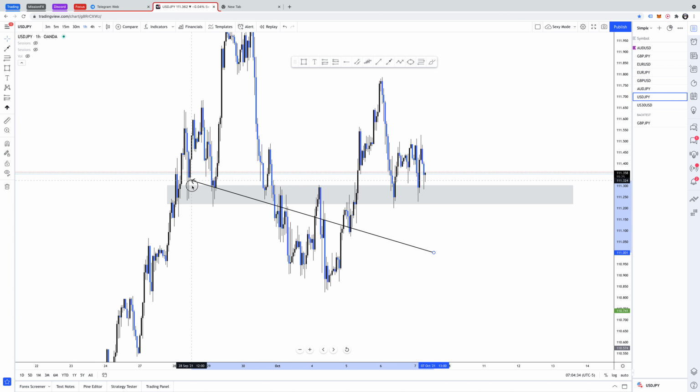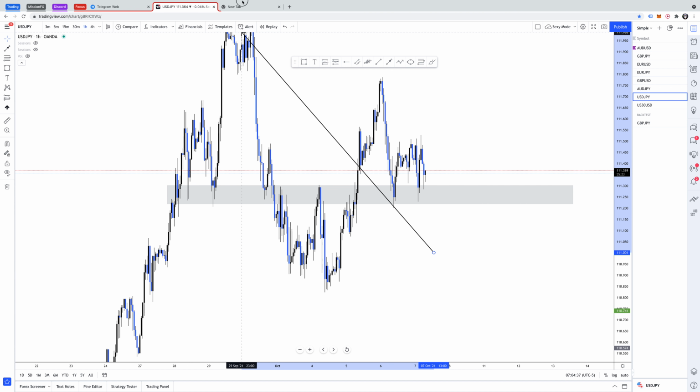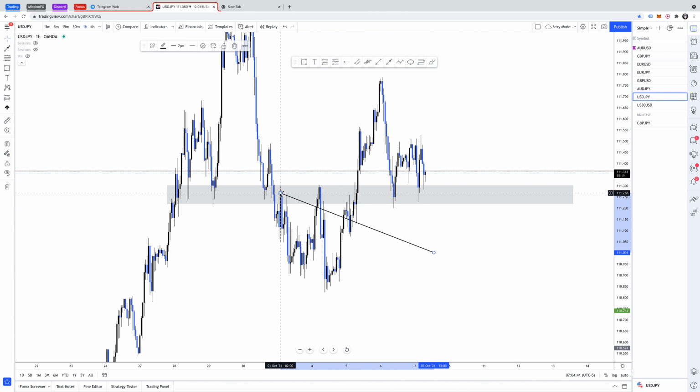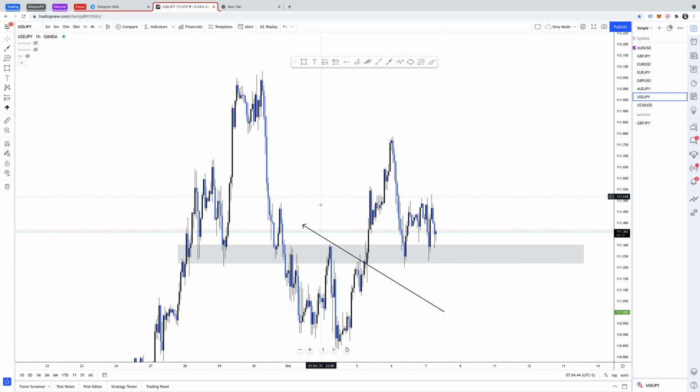Same thing in here. It broke above this area, tested once with a nice bounce. Second time still took off nicely. Comes back for a third time, has a little dead cat bounce, and then falls below the zone. Same thing happened up here, right?